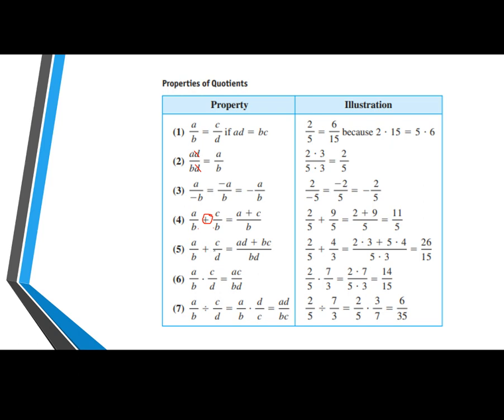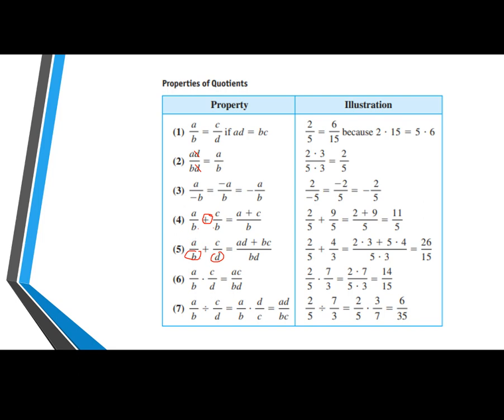Then a over b plus c over d is equal to ad plus bc over bd. So if we still remember from elementary, the denominators are multiplied as factors. Then we divide the product of the denominators by the denominator of the first fraction, and then the result we multiply by the numerator.